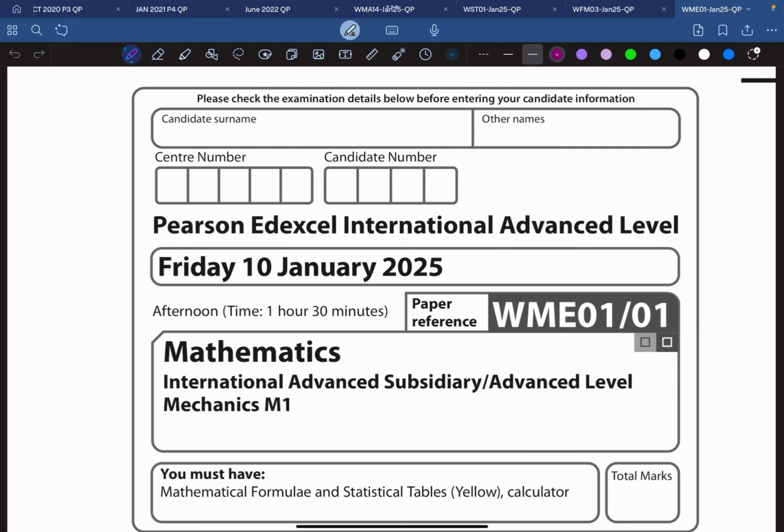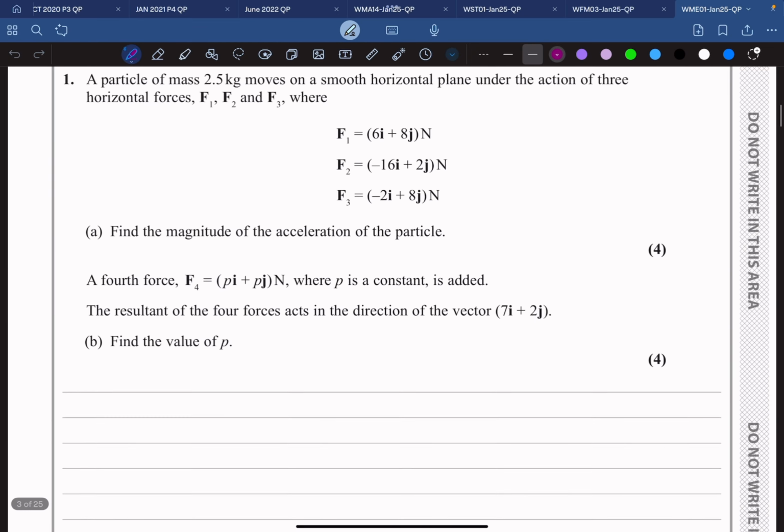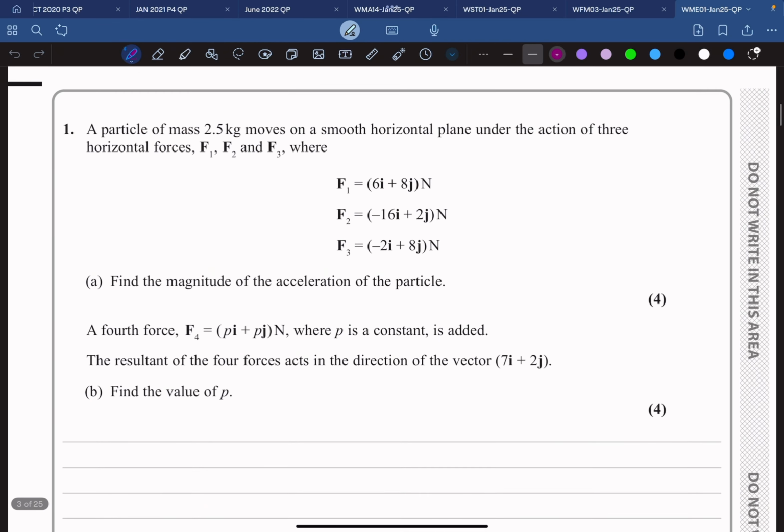Hey guys, today we'll be solving the Jan 25, the latest paper of M1. So let's just get right into it, okay? I don't like giving intros.